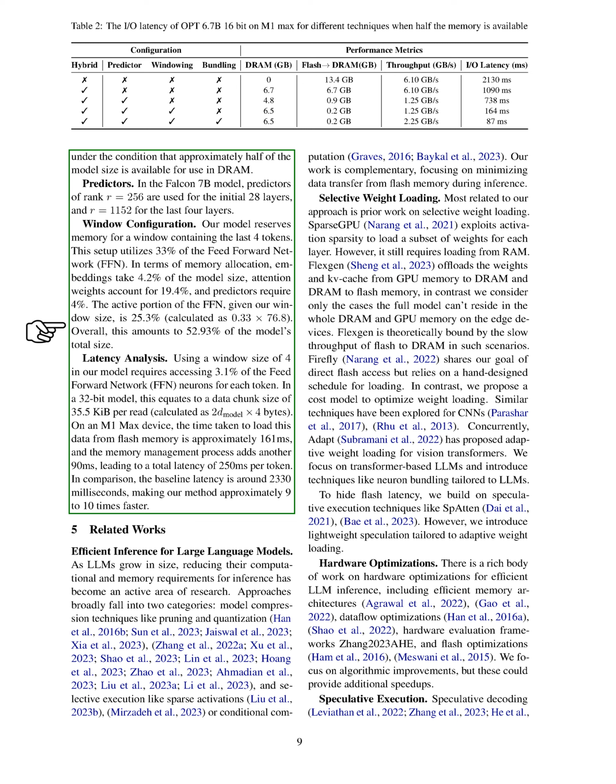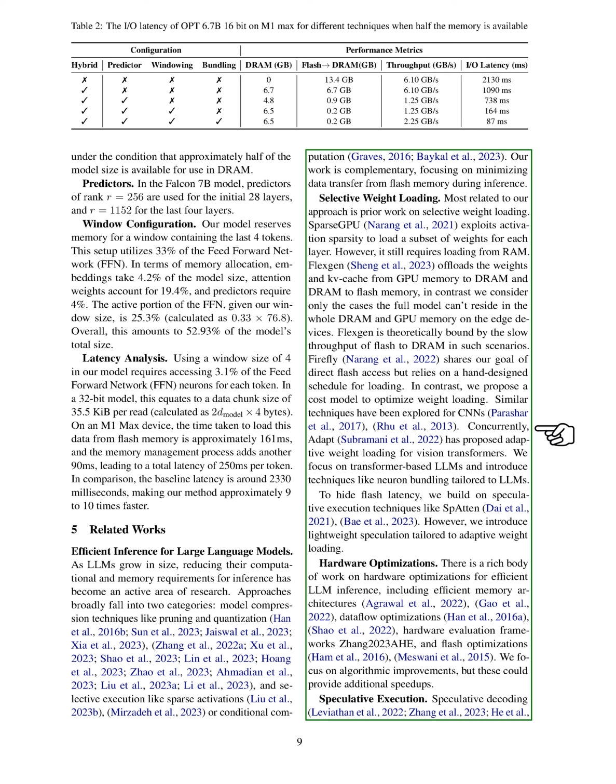There has been a lot of research into making large language models, LLMs, more efficient as they grow in size. The approaches generally fall into 2 categories: model compression techniques like pruning and quantization, and selective execution like sparse activations or conditional computation. Our work complements these approaches by focusing on minimizing data transfer from flash memory during inference. Our approach is most similar to previous work on selective weight loading. However, unlike other methods that still require loading from RAM, we consider only the cases where the full model can't reside in the whole DRAM and GPU memory on edge devices.